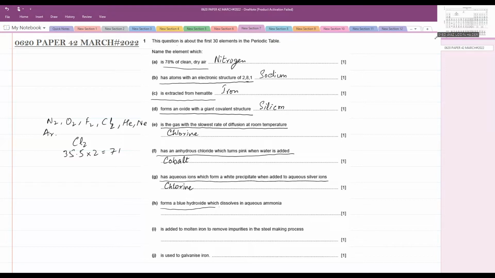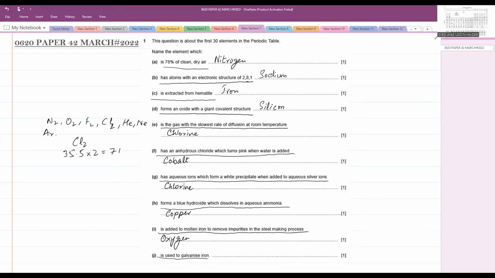H forms a blue hydroxide which dissolves in water. The answer is copper. Copper gives a blue hydroxide when reacted with aqueous ammonia, and it's also soluble in excess of ammonia. For I, it is added to molten iron to remove impurities in the steel making process. You can't write limestone, because during extraction of iron from its ore, limestone is added along with the iron ore. Oxygen is added to molten iron to remove impurities during the steel making process.